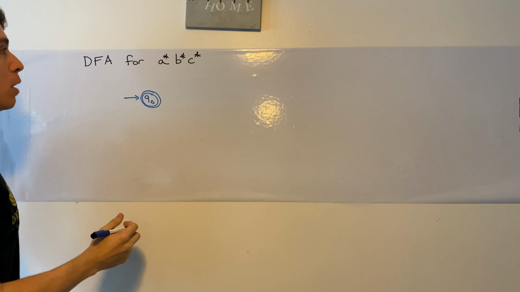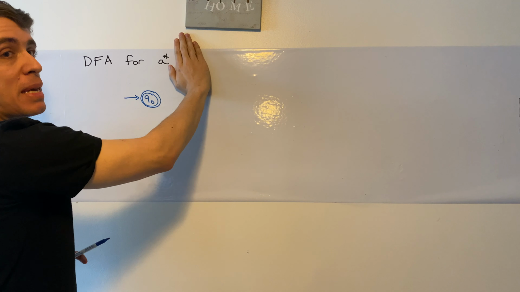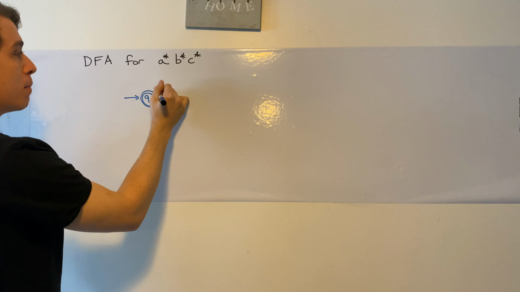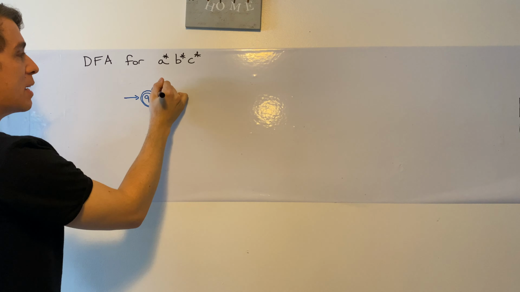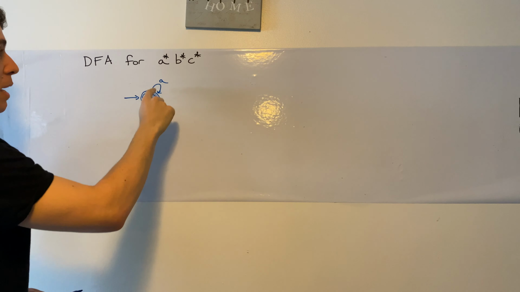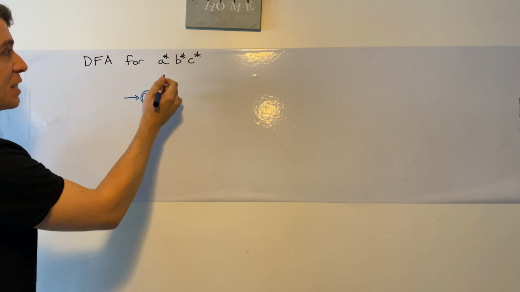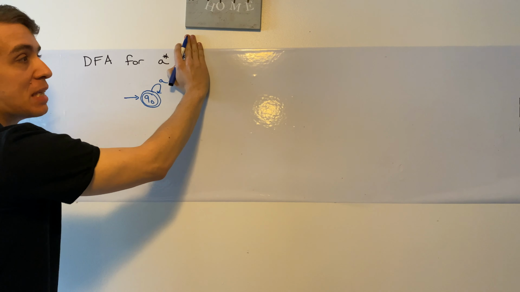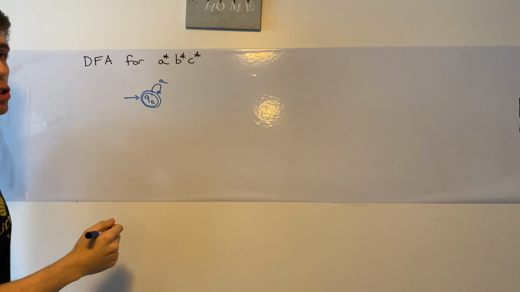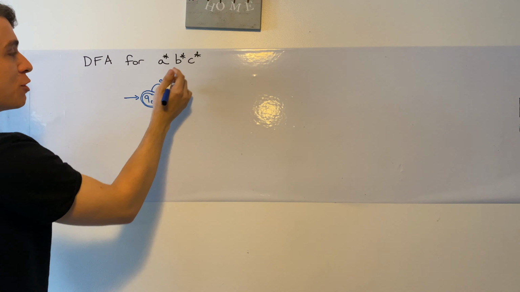So now what can we do? Well, let's see. Suppose that the string is all A's and that there are no B's or C's in the string. What we can do is we can just read a bunch of A's and stay in the same state. So if we just have only A's, we stay in this state and we will always accept, because if we have no B's and C's, then we get A star, so we will accept all strings with just A's in them. But suppose now that next we have a B.